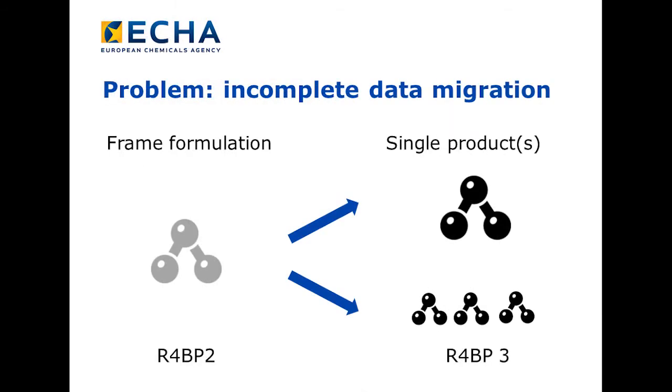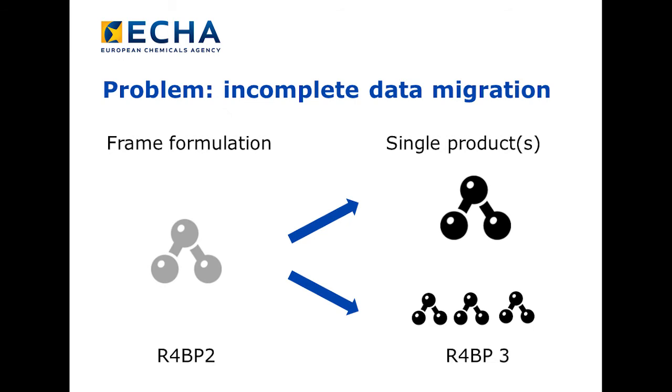During data migration from R4BP2 to R4BP3, not all the information on the frame formulation was completely transferred. The reason is that the information on the frame formulation composition was stored in R4BP2 in a format that did not allow ECHA to rebuild the relationships among the single products. As a consequence, the frame formulations were not migrated completely. Now, you face two scenarios.